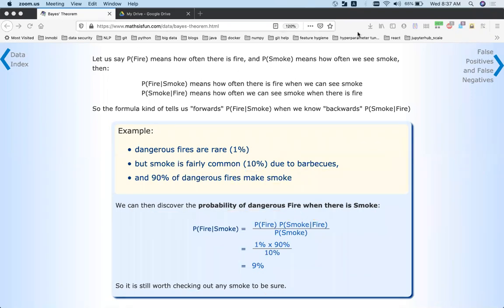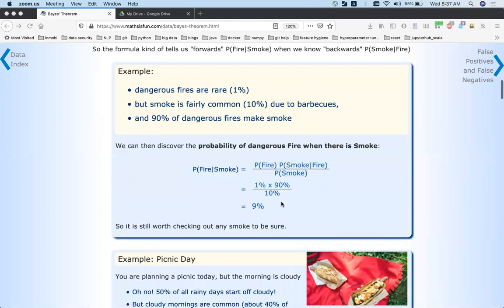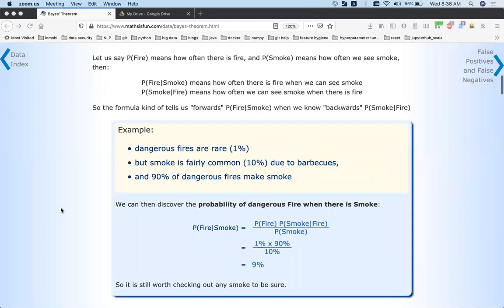So, can you explain the third sentence, how to read it again? Yeah, like in 90% of dangerous fire makes smoke. Okay, yeah, that's a good question. This is simple.